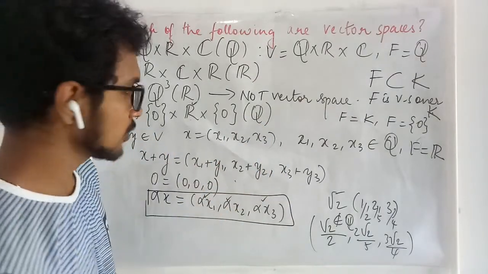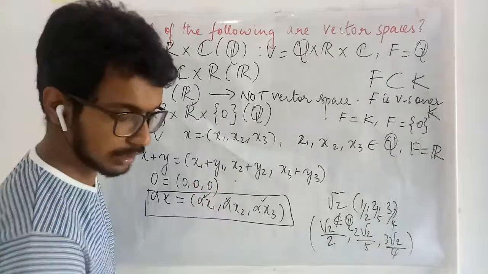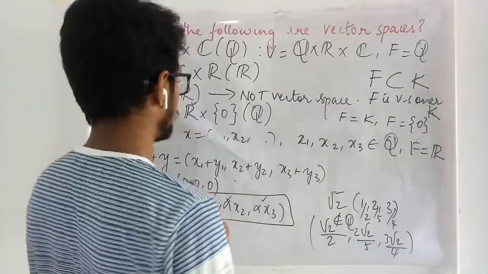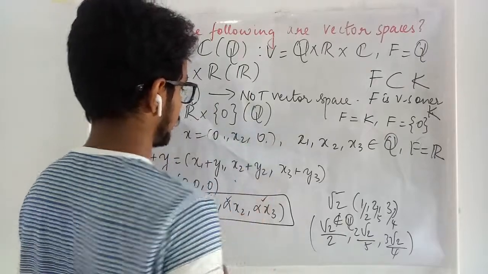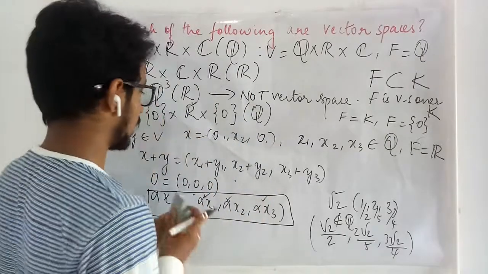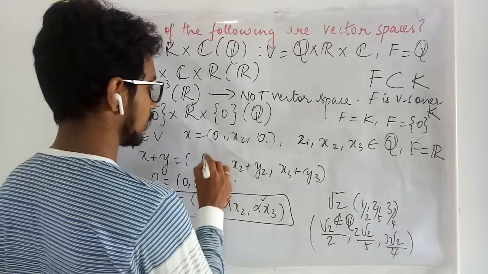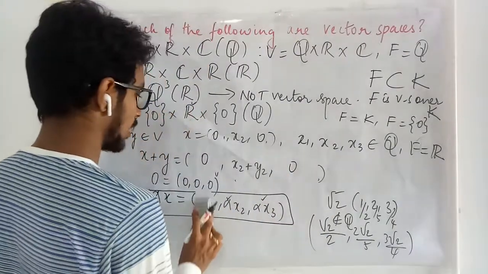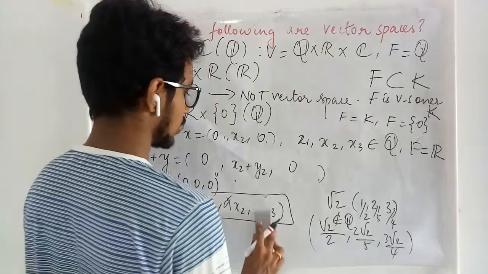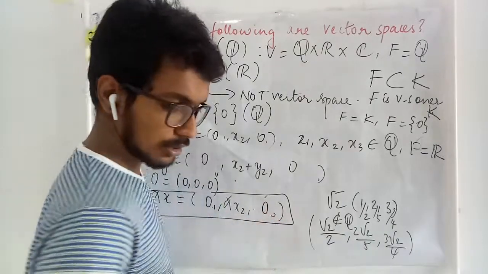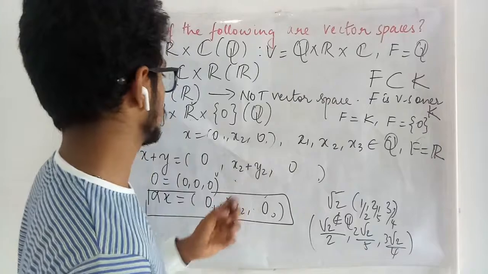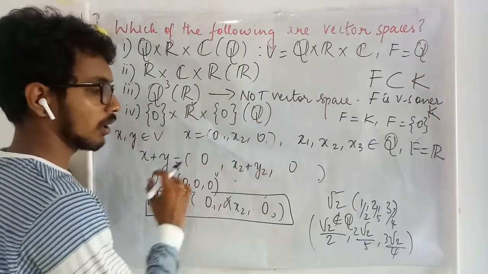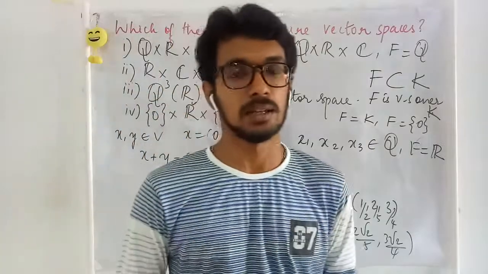Here what is going to happen? Instead of x1 and x3, you have 0 fixed. So when you make the addition also, you are going to have 0 here. When you make the scalar multiplication also, you are going to get 0 here. The condition to be checked is only for this. R2 is going to form a vector space over Q. Therefore, all the requirements follow trivially.